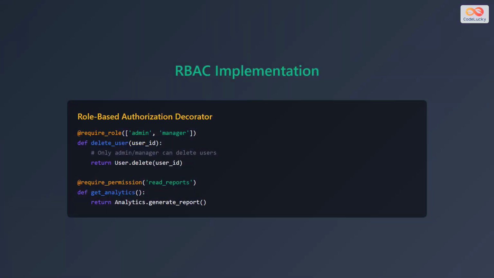Here's a code example demonstrating role-based access control, or RBAC implementation using decorators. The require role decorator checks if the user has the necessary role before allowing access to a function. For example, only administrators or managers can delete users. Similarly, the require permission decorator verifies if the user has the required permission, like read reports, before granting access to a function, such as get analytics. This approach simplifies authorization logic and enhances code readability.